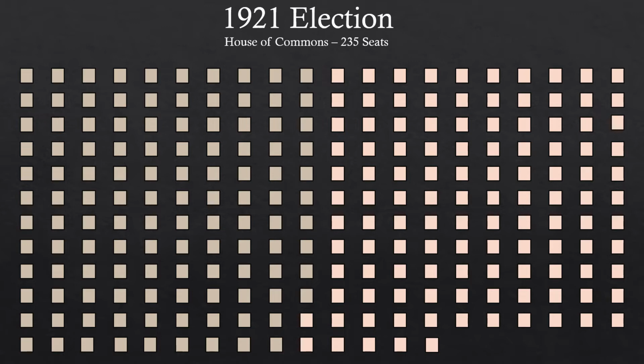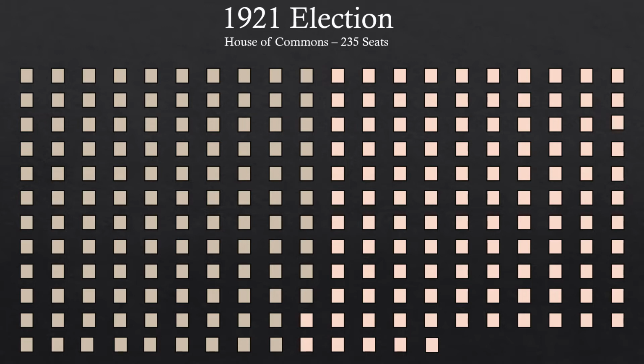Now, if you recall from the lecture a couple of lectures ago where I explained how government works, the House of Commons seats are awarded based on the population of Canada. So as the population of Canada has increased, they've added more seats to the House of Commons. Today, for example, there are 338 seats in the House of Commons, but there are way more people living in Canada now than there were in 1921. In 1921, there was only 235 seats.